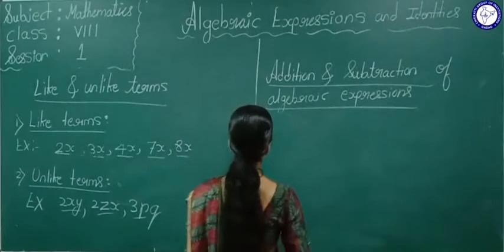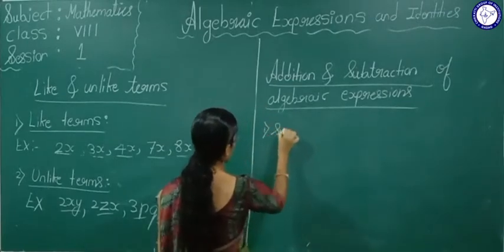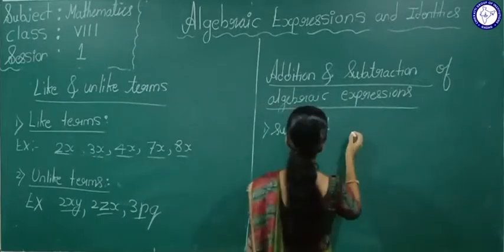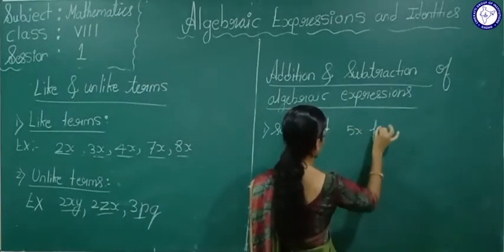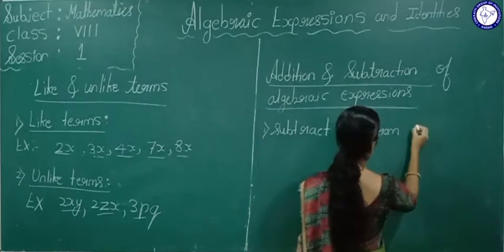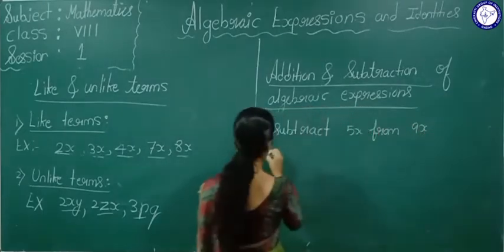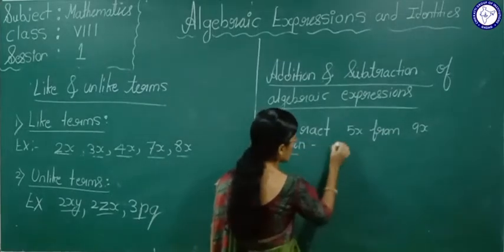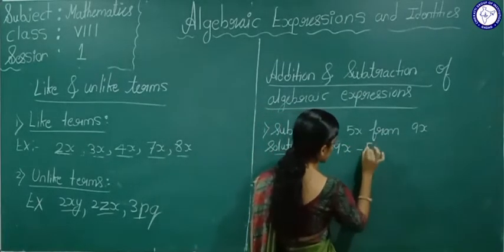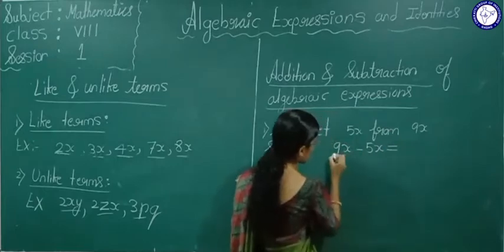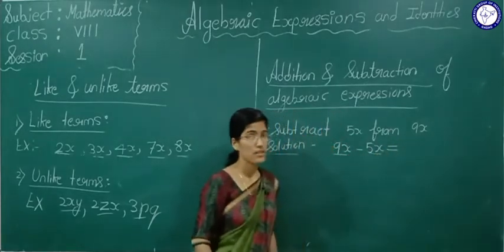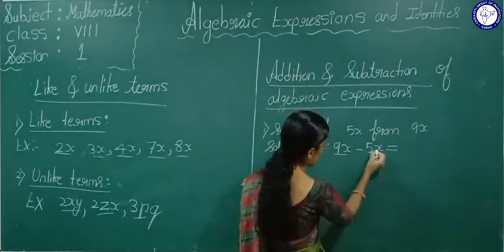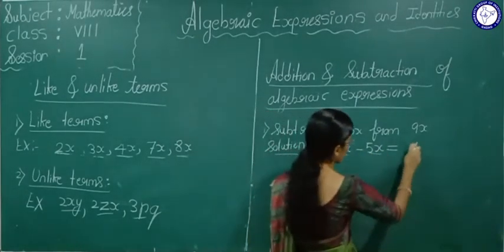Now see, if I ask you to subtract 5x from 9x, then how will you do it? Solution: 9x minus 5x. Like terms can be added, like terms can be subtracted, yes or no? What is 9x minus 5x? It is 4x.